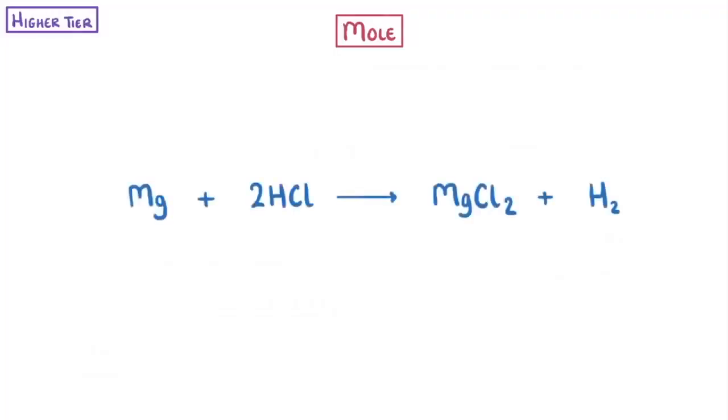Now, the last thing we need to mention is that when you look at a chemical equation, you can think of them in terms of moles. So for this equation, we can think of 1 mole of magnesium reacting with 2 moles of hydrochloric acid to form 1 mole of magnesium chloride and 1 mole of hydrogen gas.